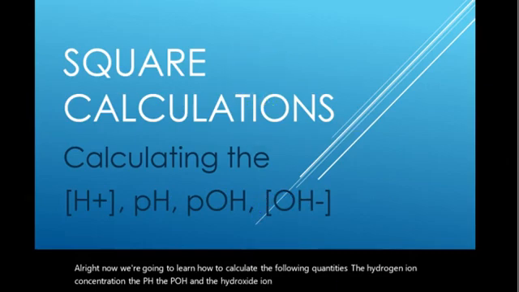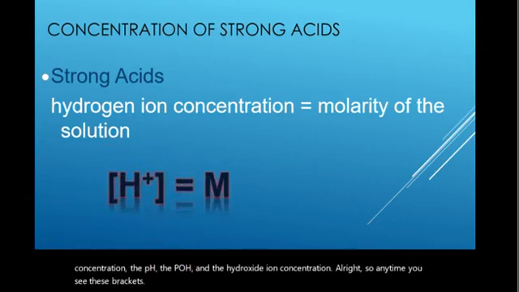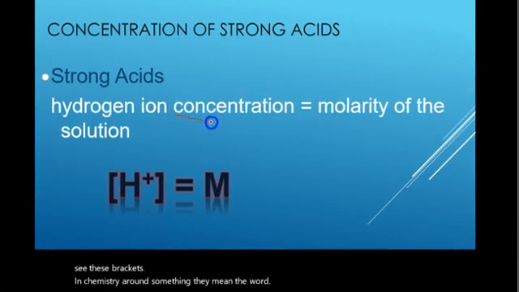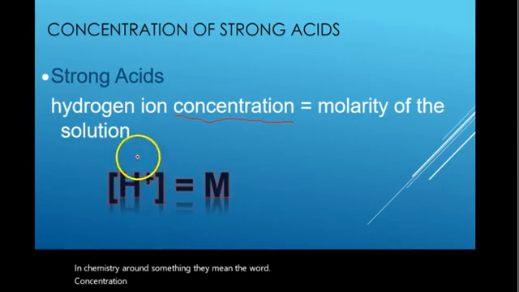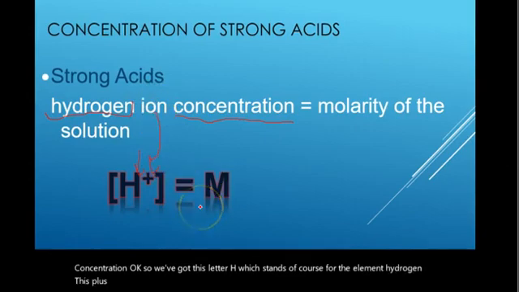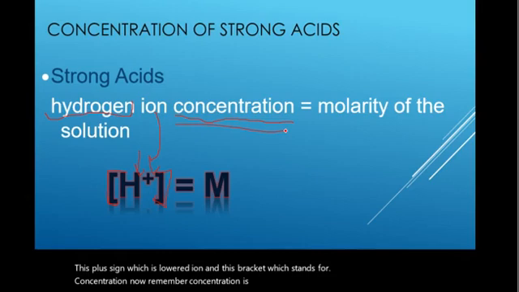All right, so anytime you see these brackets in chemistry around something, they mean the word concentration. So we've got this letter H, which stands, of course, for the element hydrogen. This plus sign, which is the word ion. And this bracket, which stands for concentration. Now remember, concentration is how much of your solvent you have in your solution.